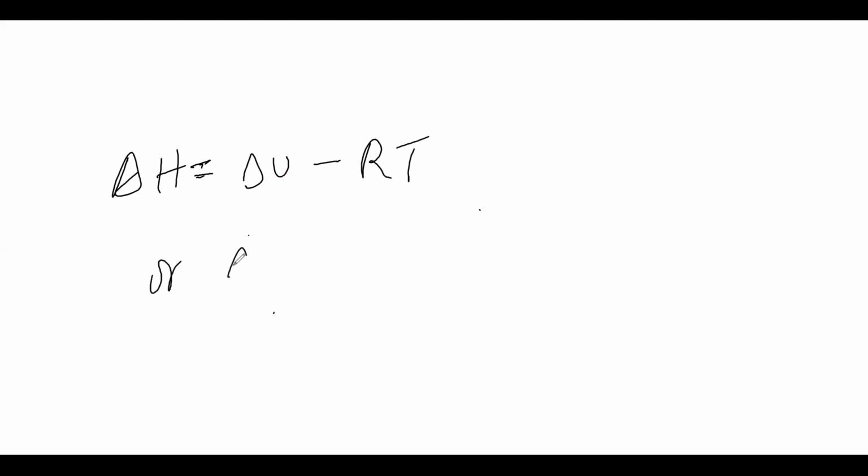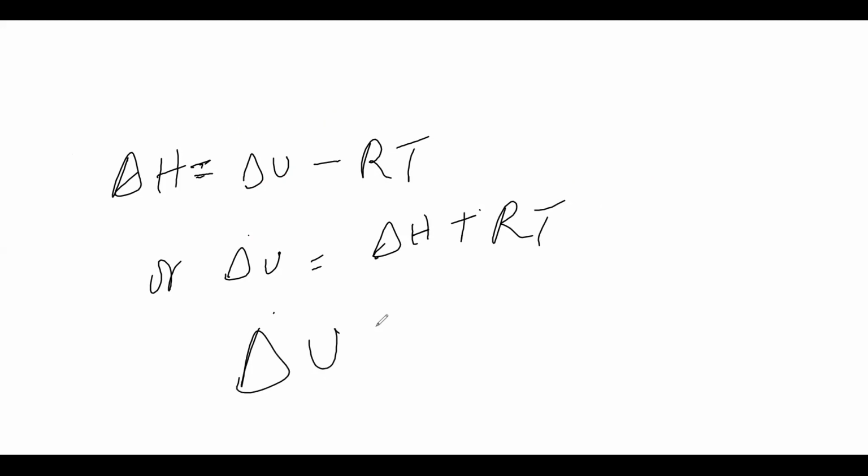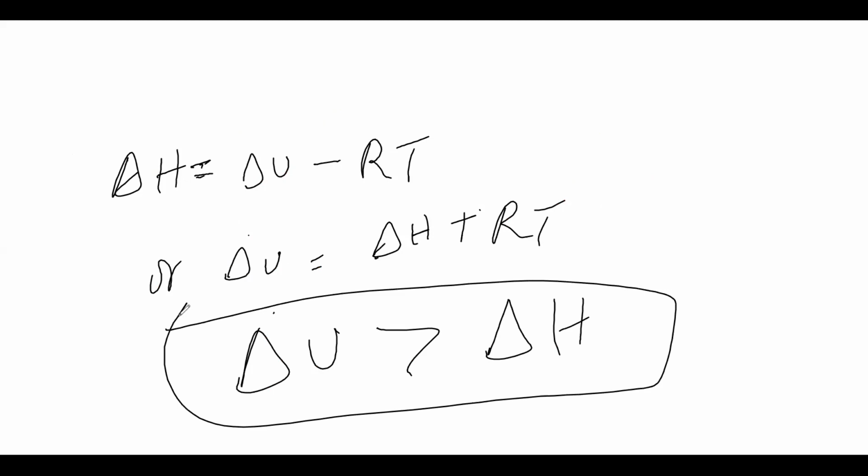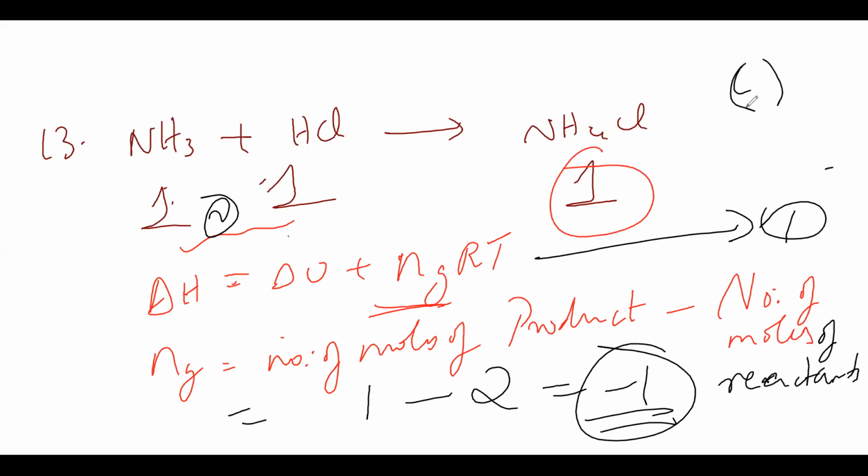Or else you can write delta U is equal to delta H plus RT. Which means delta U is greater than delta H. That's it. Common sense. So for the 13th one, option C is the answer. Option C is the answer. Please copy it down.